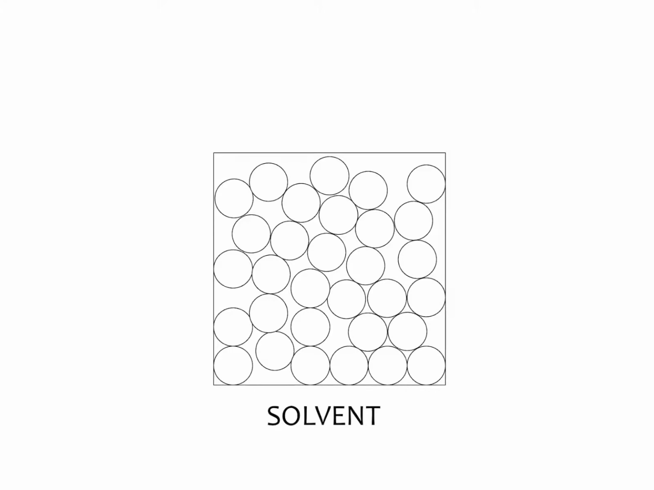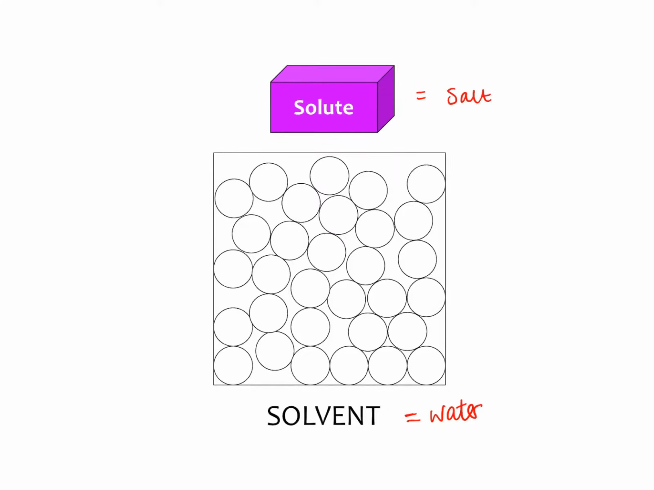Now, we're just going to have a quick reminder of what a saturated solution is. In our example, we have water, which is the solvent, and we have a solute, which in our example is the salt. And when the solute dissolves into the solvent, we get a solution. Just have a quick think about the particles and what happens when that occurs.